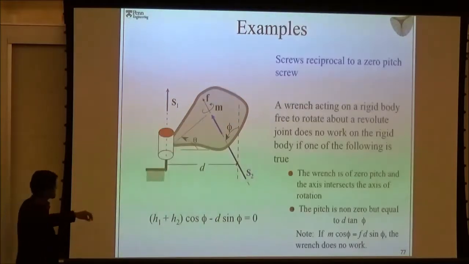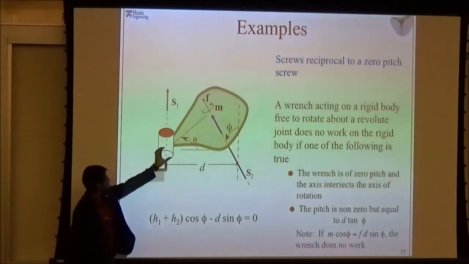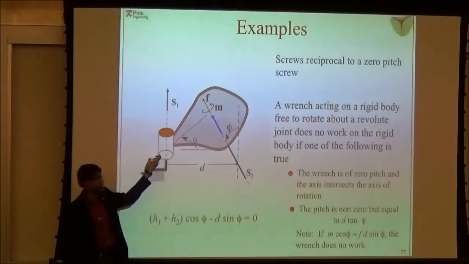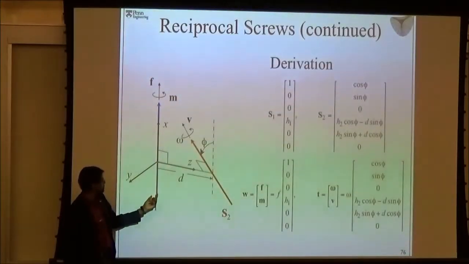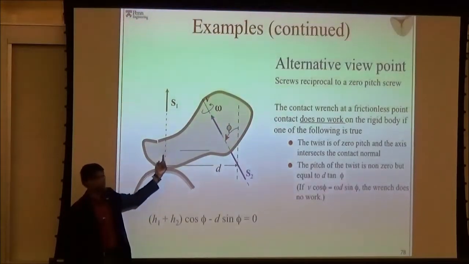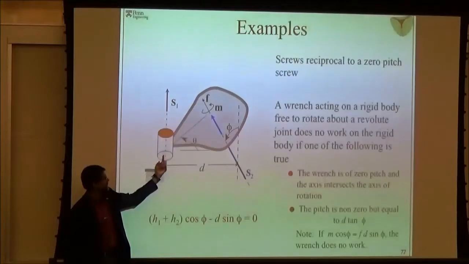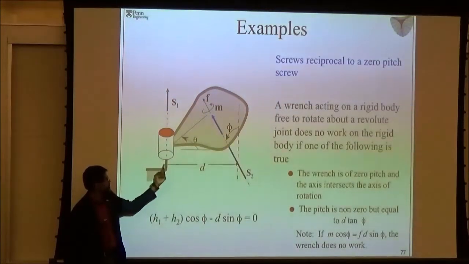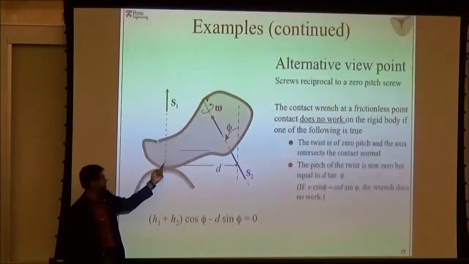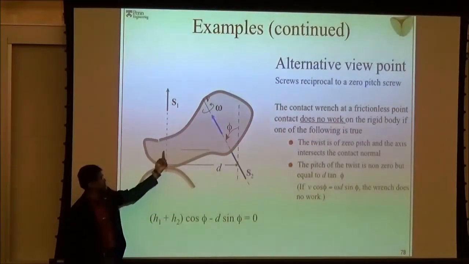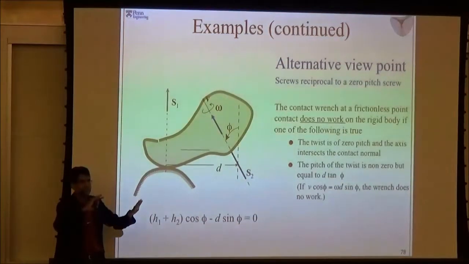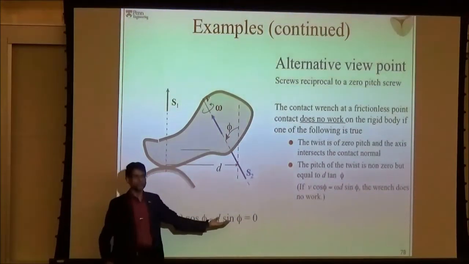The exact same picture emerges if you replace this rotation, which is a zero-pitch twist, by a zero-pitch wrench. So this is a zero-pitch wrench, frictionless contact. So now I've interchanged the roles of S1 and S2. S2 was a wrench here, S1 was a twist here. Now S1 is a wrench and S2 is a twist, but the geometry is the same, and the same condition applies.